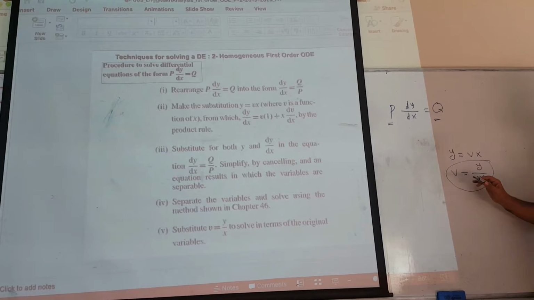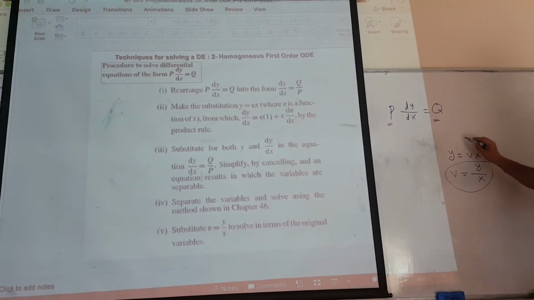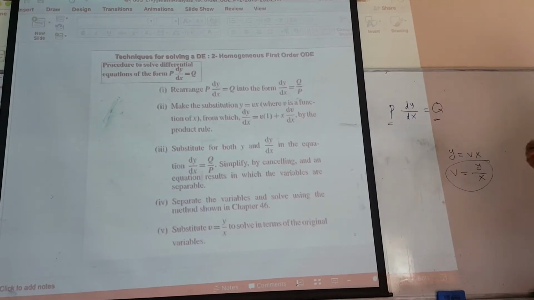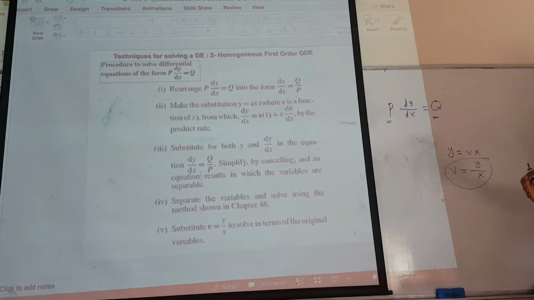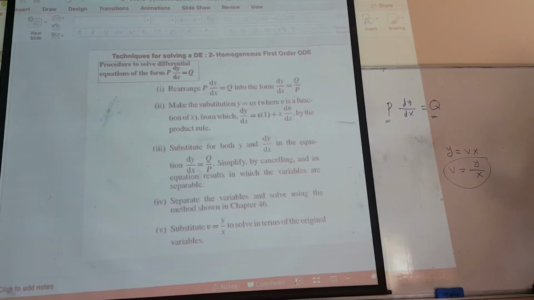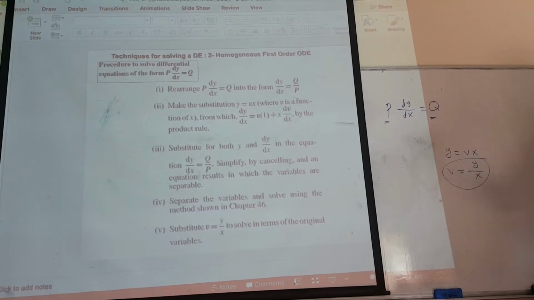So this is the basic of the method. You will introduce another variable, which is v, which combines x and y together. And based on that, we will try to solve.